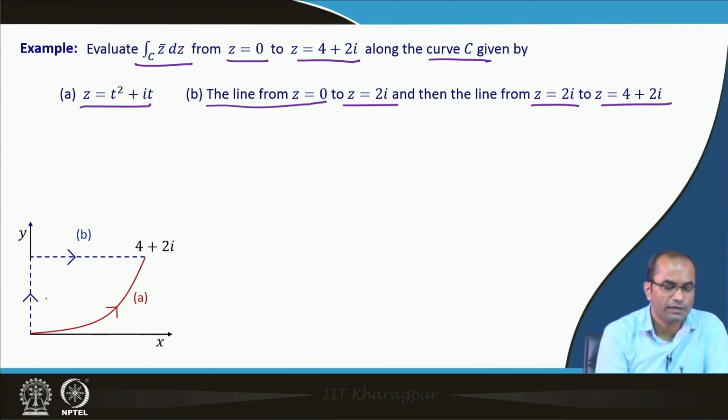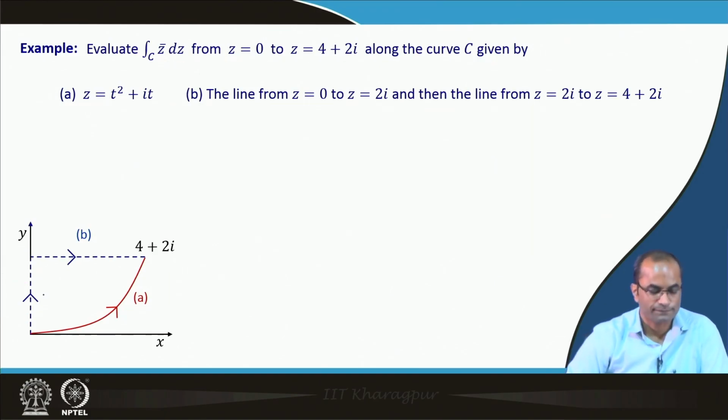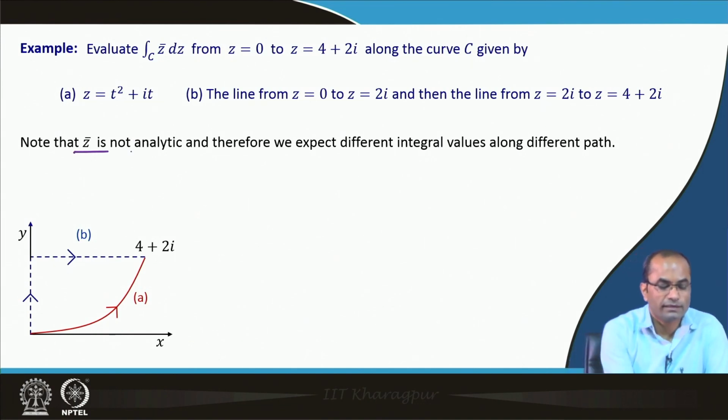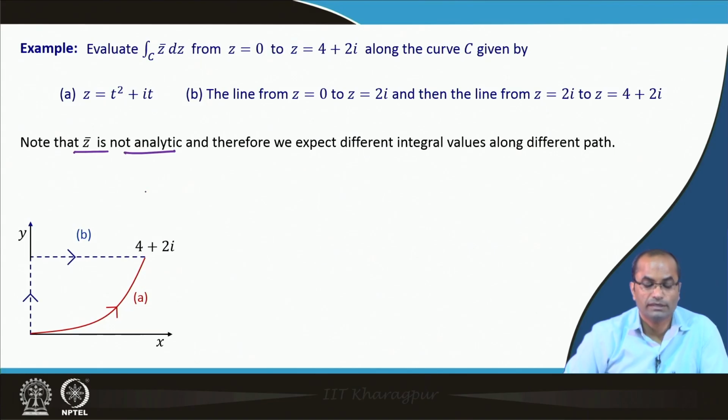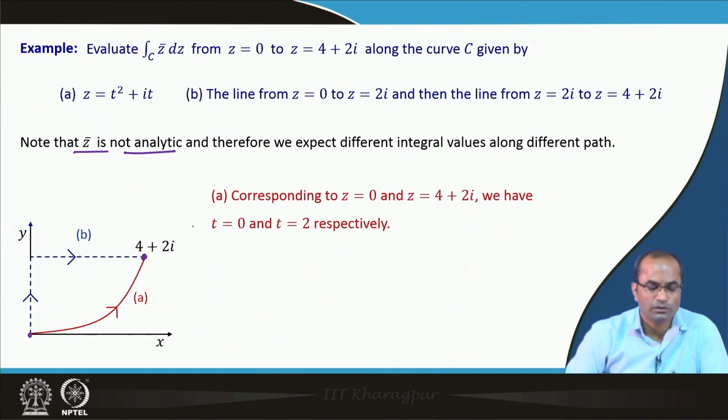So, let us take the picture. We have the two paths here. Along the first path, z = t² + it. The second path: we first move from 0 to the point 2i, and then from 2i we go to 4 + 2i. So there is a variation in x along one part and a variation in y along the other. We have already observed that z̄ is not analytic, so we expect different values along the different paths. It may not depend only on the beginning and the end point of the interval. So, let us just compute this.